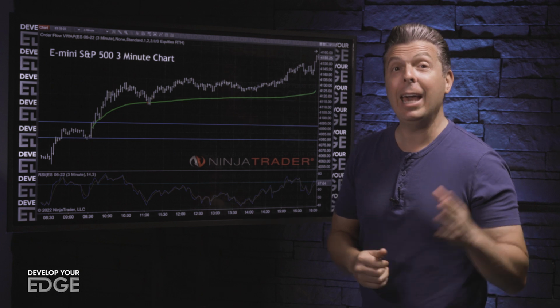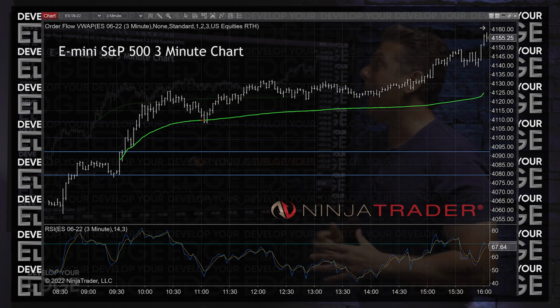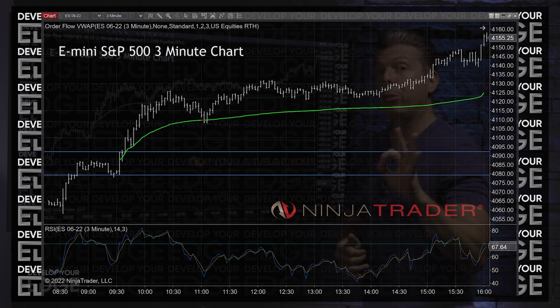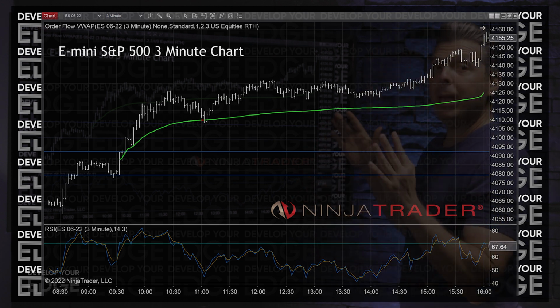In my first example, I showed you an effective way to use the RSI in a range-bound type day. Now I'm going to show you how not to use the RSI in a trend up or a trend down day. Here we are back at an E-mini S&P 500 3-minute chart. Same indicators.